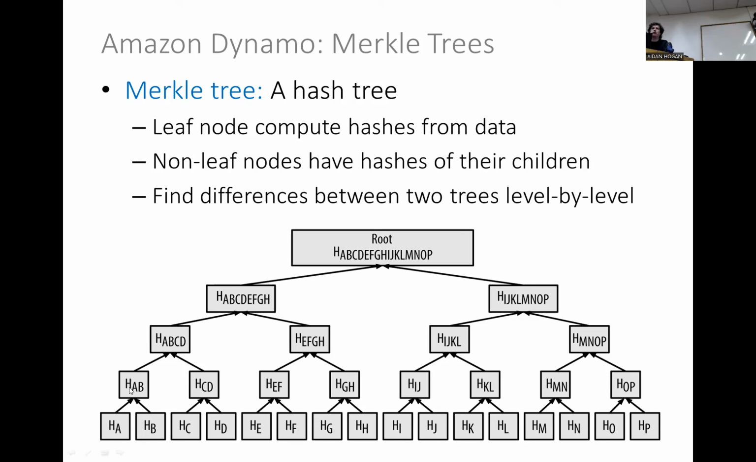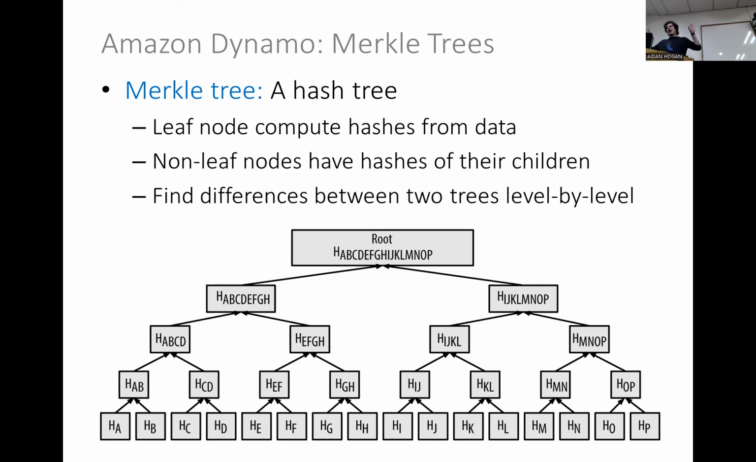We can hash 2, 3, some number of values. In this case, we're hashing pairs. So now we have a hash which is a hash of A and the hash of B. So we have hash AB. And then as we go up the tree, we have hash ABCD, hash ABCDEFGH, and then finally the root, which is somehow encoding the entire file.